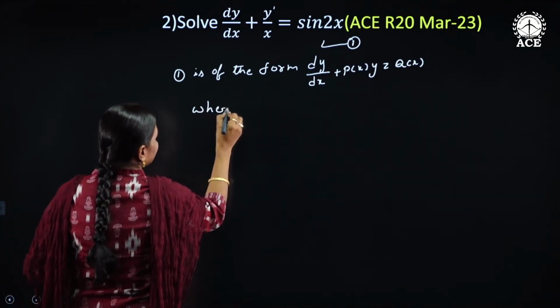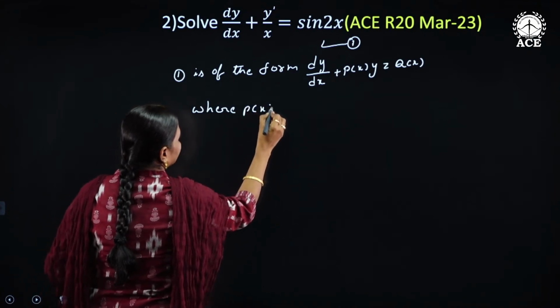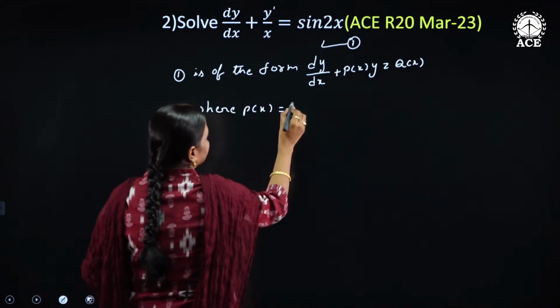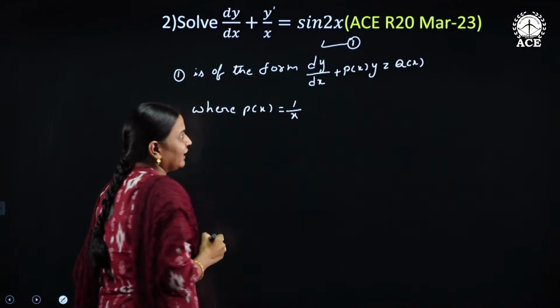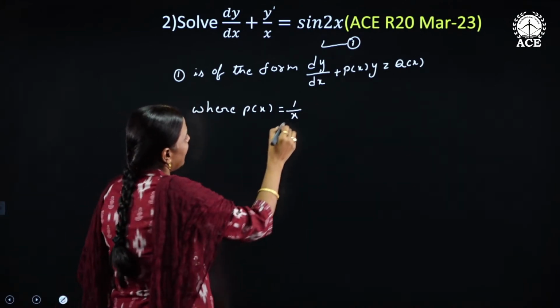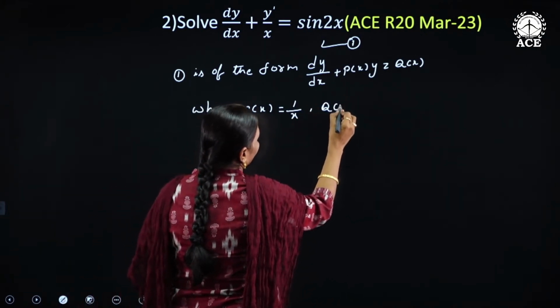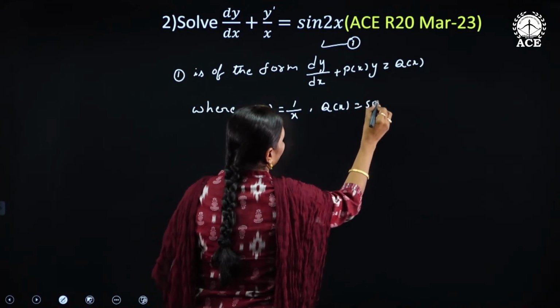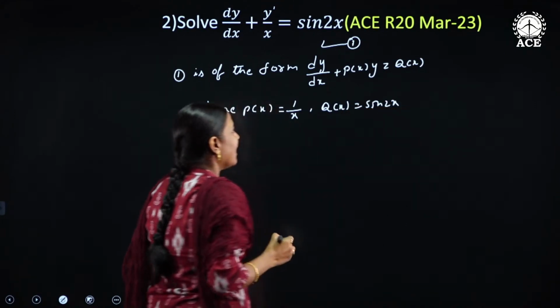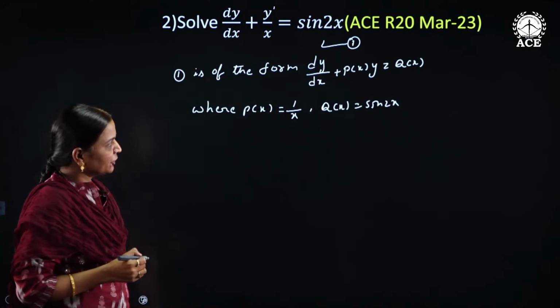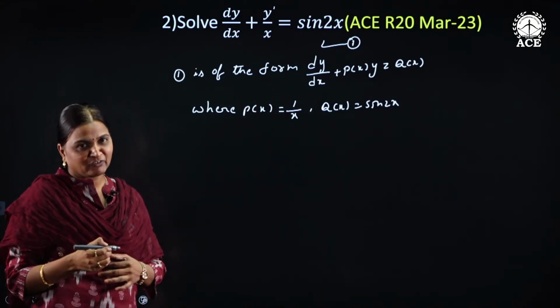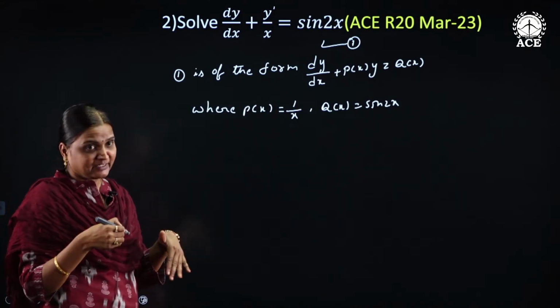What is p of x? If we compare these two, p of x is equal to 1 by x. That is the y coefficient, 1 by x. And what is q of x? Q of x is equal to sin 2x. After identifying p and q, to solve a linear differential equation, I first identify the nature.